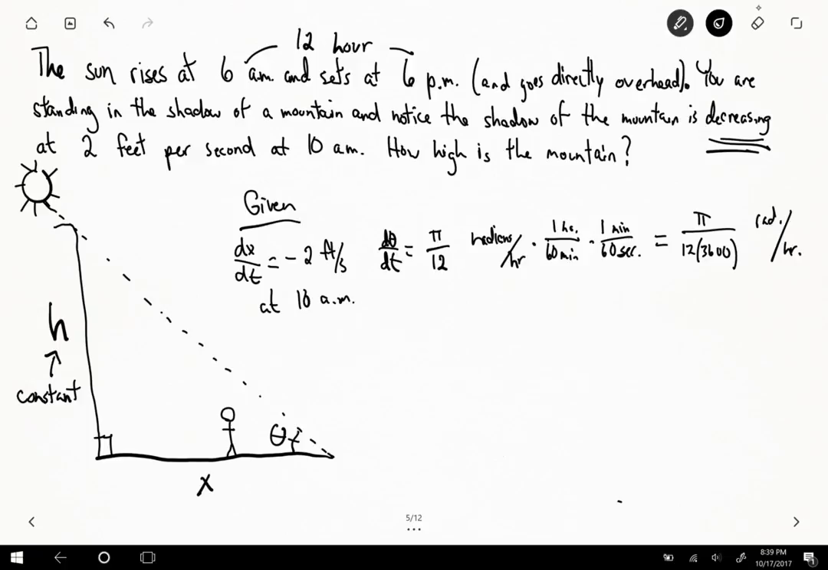Alright, so now we're ready to kind of set up an equation and see what we can do. There's one extra component that we haven't really used yet. Is this at 10 a.m.? Well, think of it this way. At 10 a.m., if we're starting at 0 and we're moving on up, in pi over 12 radians per hour, if we start at 6 a.m., so right here is 6 a.m.